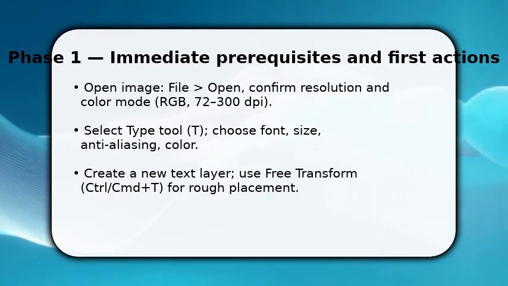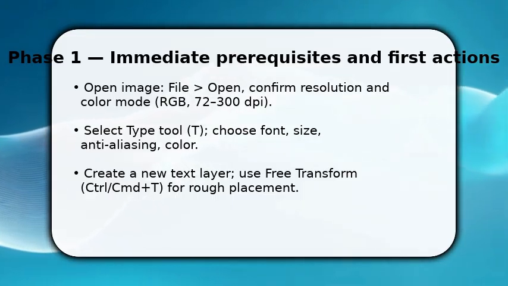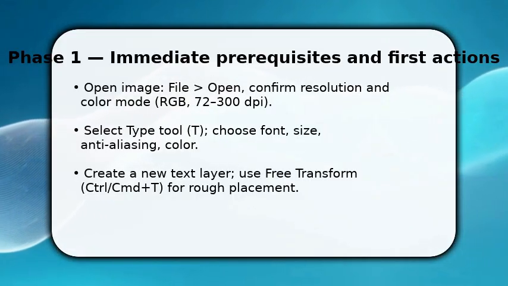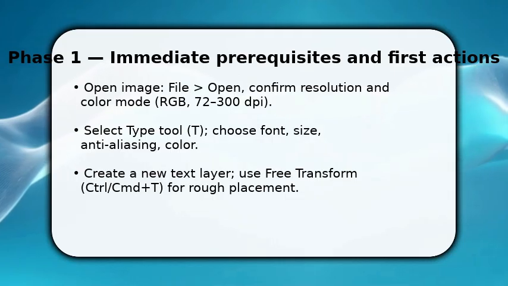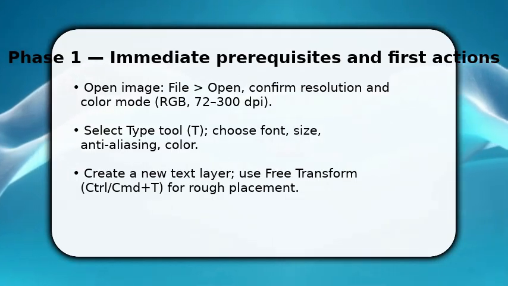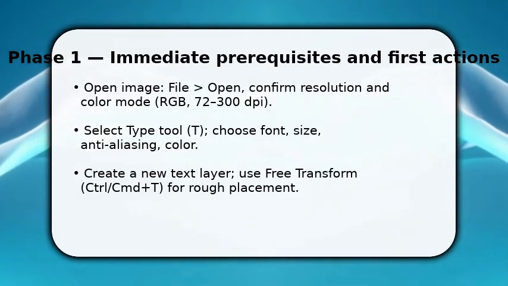Next, pick the Type tool and choose a font and size that suit the composition: serif for formal, sans for modern. Click to create a new text layer, type your copy. Once typed, use Free Transform, Ctrl or CMD+T to position and scale quickly. Make sure layers are unlocked, because locked backgrounds prevent precise placement.